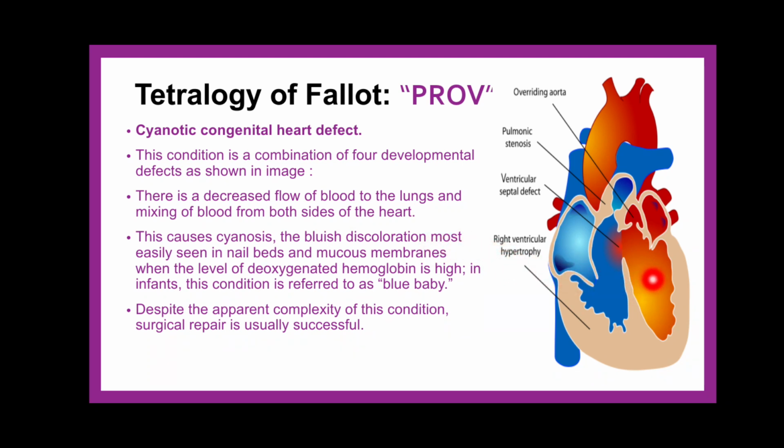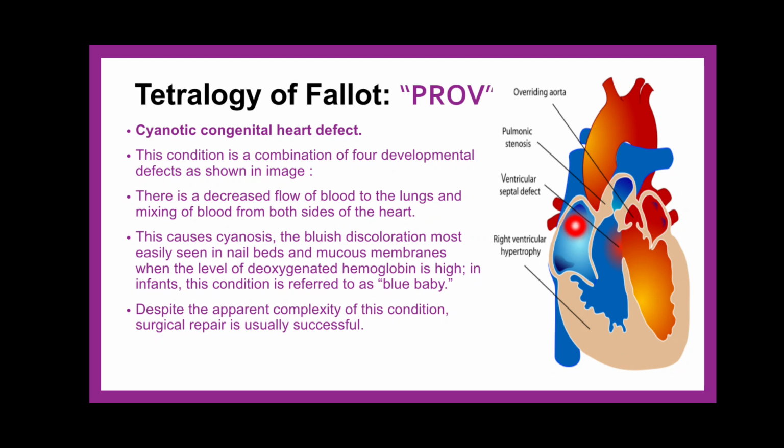Because of the mixing of the oxygenated and deoxygenated blood in high amount, this causes cyanosis, that is bluish discoloration. And where does the bluish discoloration occur? In the mucous membrane and the nail beds of the baby. When does it happen? When the level of deoxygenated hemoglobin is high compared to the oxygenated. This condition in babies is referred to as a blue baby. But despite the apparent complexity, this condition can also be recovered through surgeries.